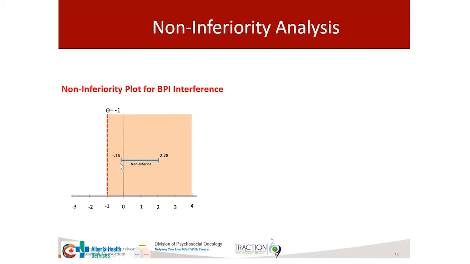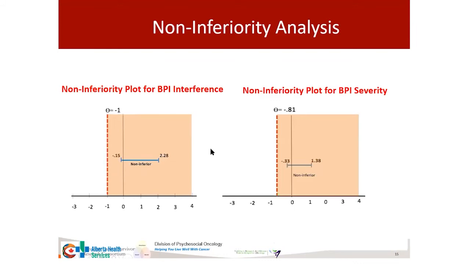So we can see here the 95% confidence interval ranged from -0.15 to 2.28, and -0.15 was greater than -1. And so we could determine that the group acupuncture was non-inferior to the individual acupuncture. So coming on to the BPI severity.